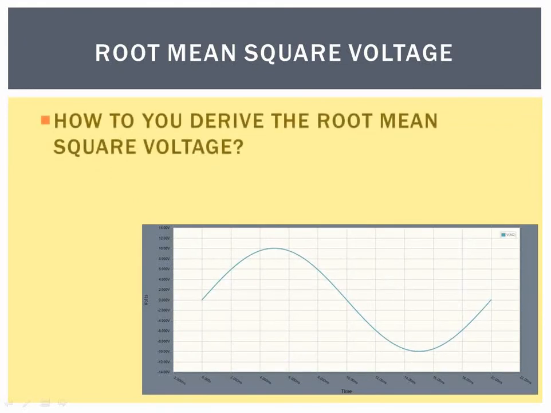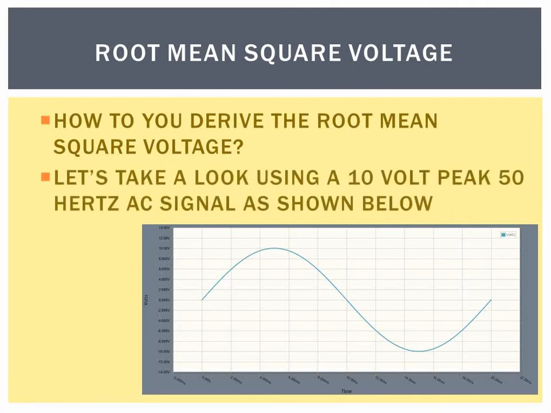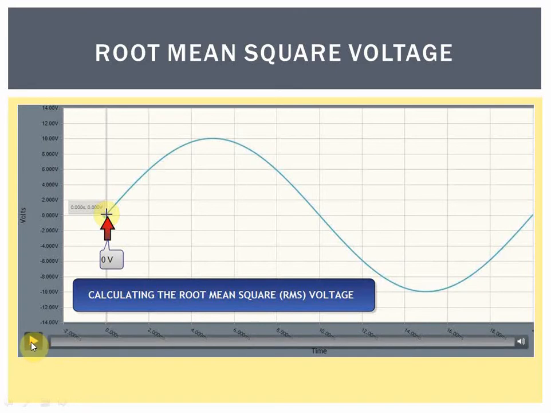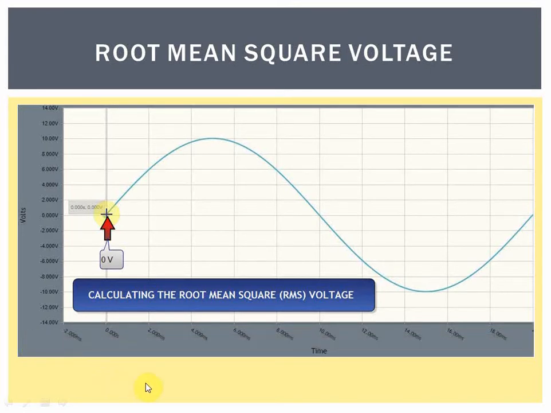So how do you derive the root mean square voltage? Let's take a look using a 10 volt peak 50 hertz AC signal as shown below. What we're going to do is use a circuit analysis tool. We've done a screen capture here, and I've measured the voltage at various points in the cycle. So if we let this animation run, you're going to see what I've done here.